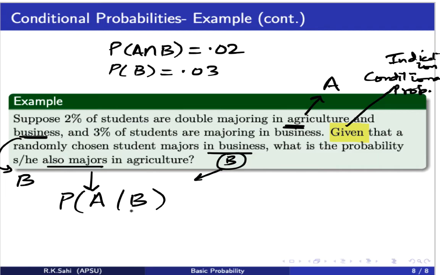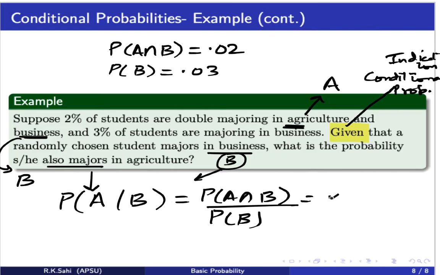Now we have written down this conditional probability notation. We are going to just go ahead and write down the formula and then plug in the numbers. Remember B and B here. We get 0.02 from the top divided by 0.03, and when we solve this, we get 2/3, which is 0.66.